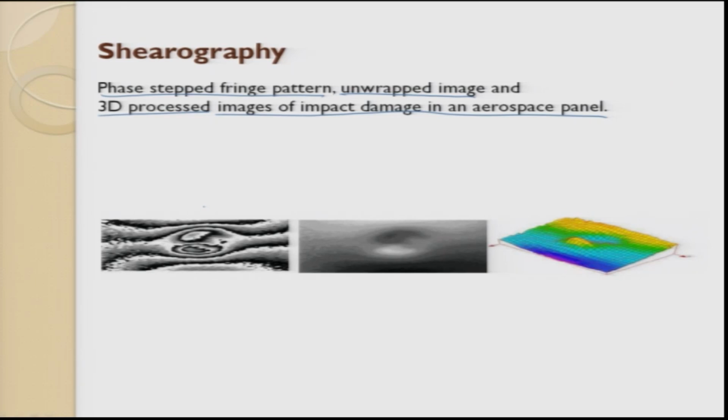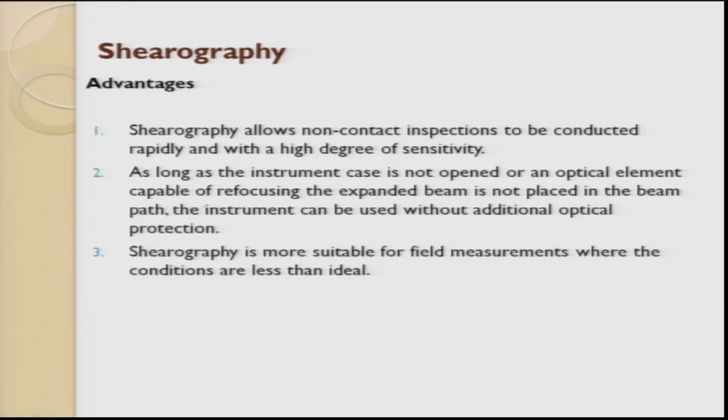So, this is used for surface defects in a big way. It is a non-contact type. It is very fast and it is highly sensitive. The instrument can be used without any additional optical projection. It is suitable for field measurements where the conditions are less than ideal. So, this is a non-contact technique and this is used in the field also.